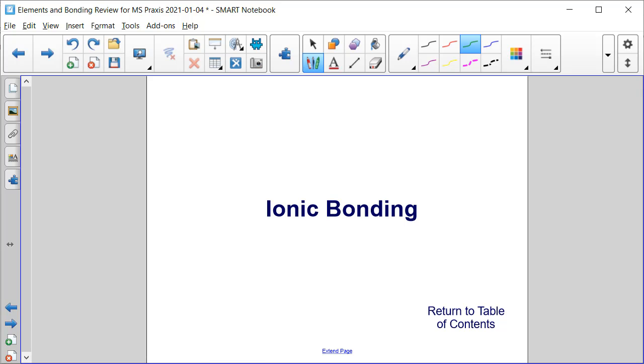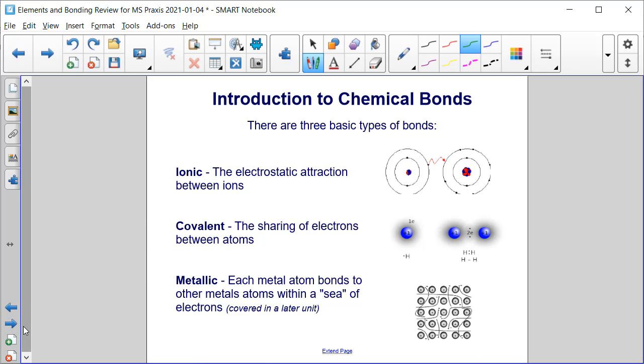In this section, we're going to talk about ionic bonding. Before we do that, let's just have a brief introduction to the three basic types of chemical bonds. The first is ionic bonding. Ionic bonds form when there is an electrostatic attraction between ions. That means an attraction between a positive ion and a negative ion to form that bond.